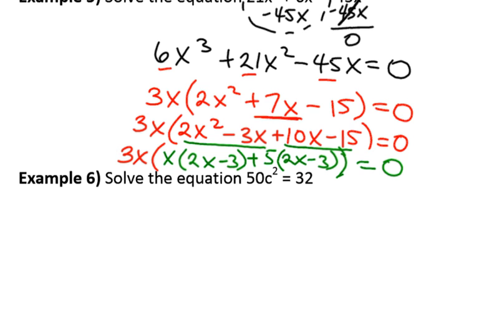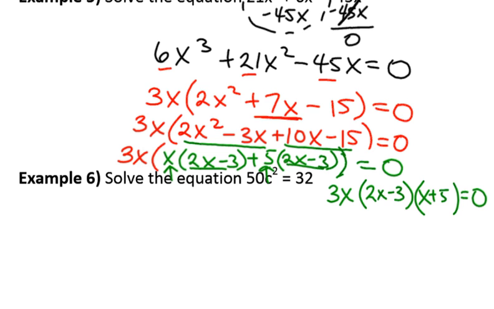Okay, I know there's a lot of steps, but we've already learned how to factor, so everything so far really is not new. Now we have one last step. The 3x again stays out front, and then we have the 2x minus 3 as a factor. And then what's left over is x plus 5. So that is a factor. Now we have factored completely.